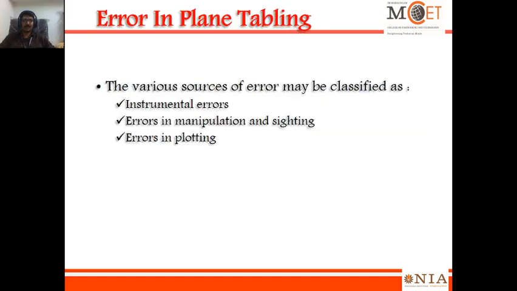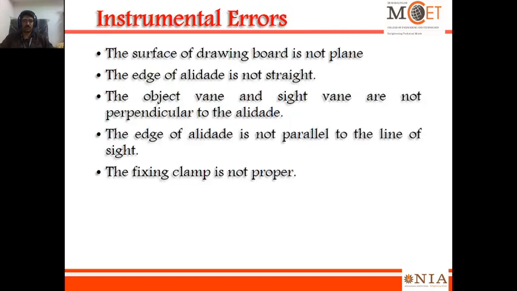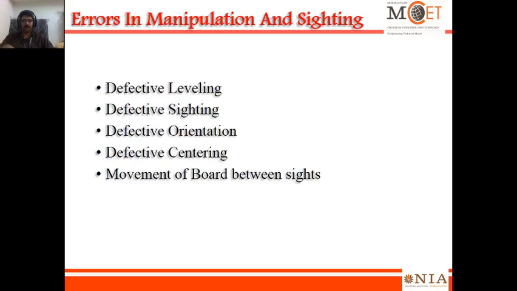What errors may occur based on the instrument? Error in manipulation and sighting, error in plotting. What are the instrumental errors? The surface of the drawing board is not plane. The edges of the alidade are not straight. The object vane and sight vane are not exactly perpendicular to the alidade. The edge of the alidade is not parallel to the line of sight. The fixing clamp is not proper. These are the instrumental errors that may happen. This has to be taken care of before starting the survey.